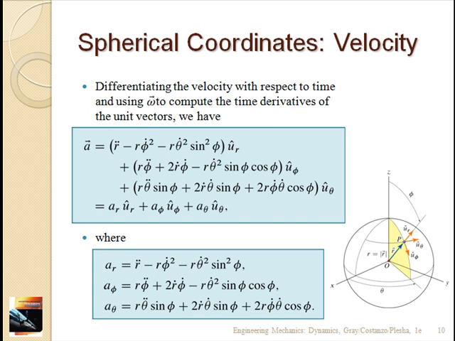Okay, if you differentiate once again, you get a radial component, a phi component, and a theta component for the acceleration. And those are given here. They're a little messy, but if you have a functional relationship for r as a function of time, and phi as a function of time, and theta as a function of time, you can work all this out for any angle and find the accelerations at any point as a function of time.